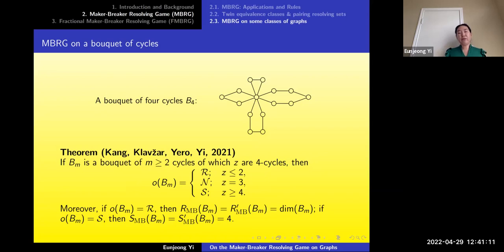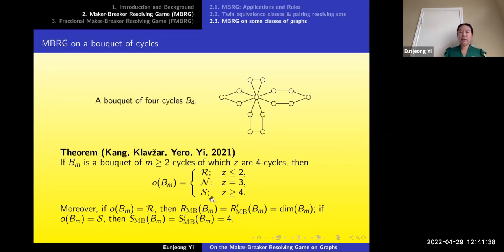It's kind of funny, with respect to bouquets of cycles, the outcome depended on how many 4-cycles we had. If you have at most 2 four-cycles, the outcome is that the resolver always wins. If you have exactly 3 four-cycles, then the first player wins. Whereas if you have at least 4 four-cycles, the spoiler wins.